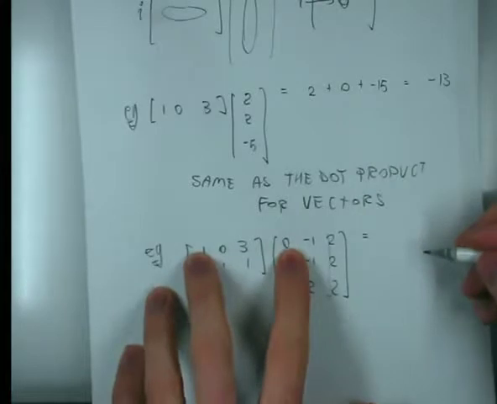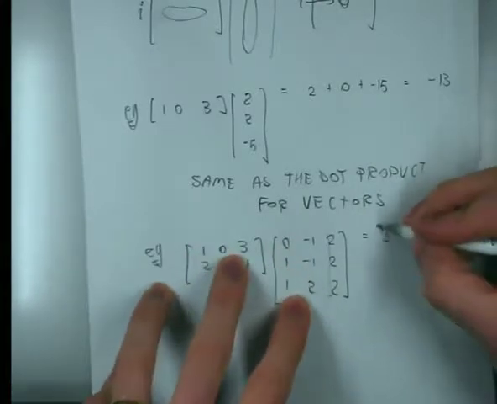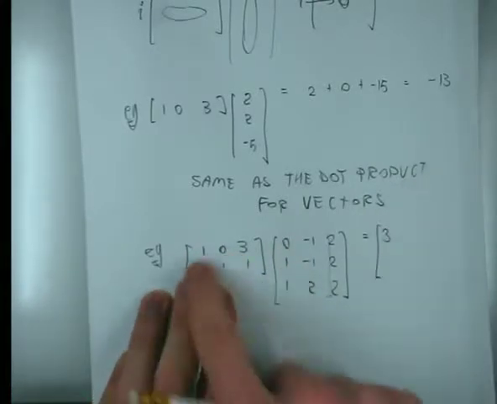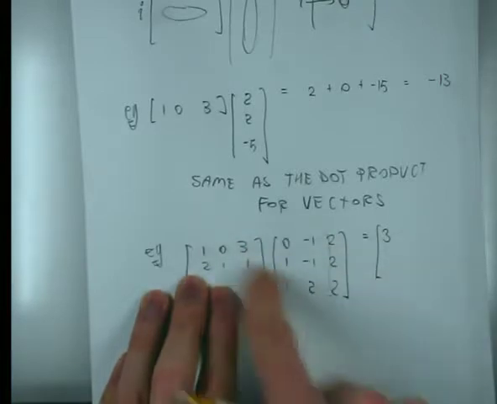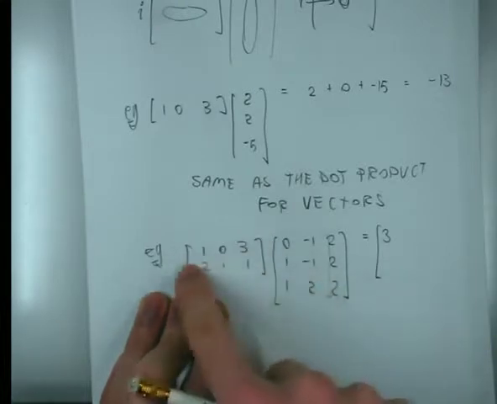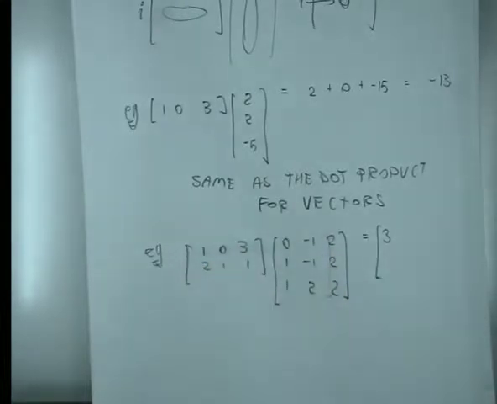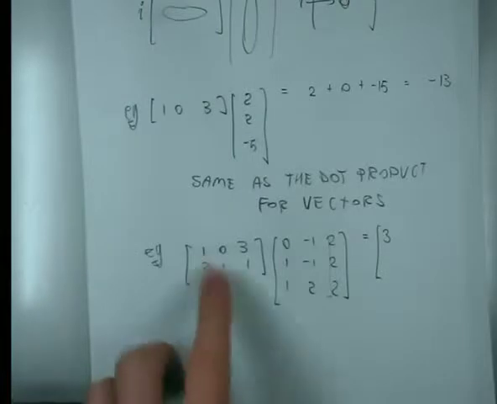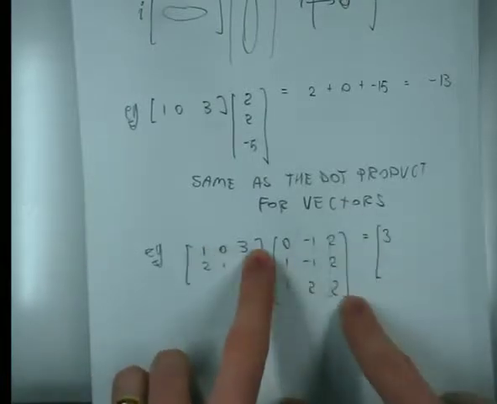So 0 plus 0 plus 3, and that goes in that spot. So I've done row 1 and column 1. And I can keep using that row and go along this way if I want, or I can keep using those 2 rows and do it on the first column. Whichever works for you. I tend to stick with the same row and move my way along the columns and then move to the next row.